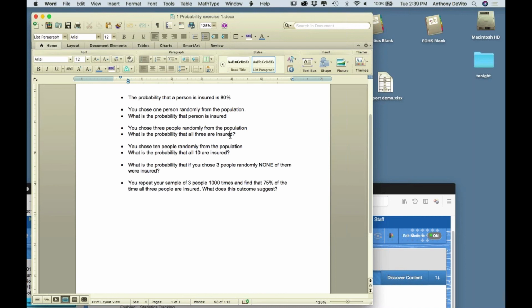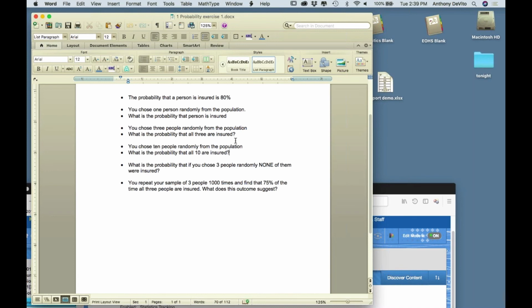Excellent, great. Okay, let's say that you randomly choose 10 people from the population. What's the probability that all 10 are insured? 0.8 times 0.8 times 0.8, and so on, right? 0.8 to the 10th power, multiplied out 10 times. Fine.